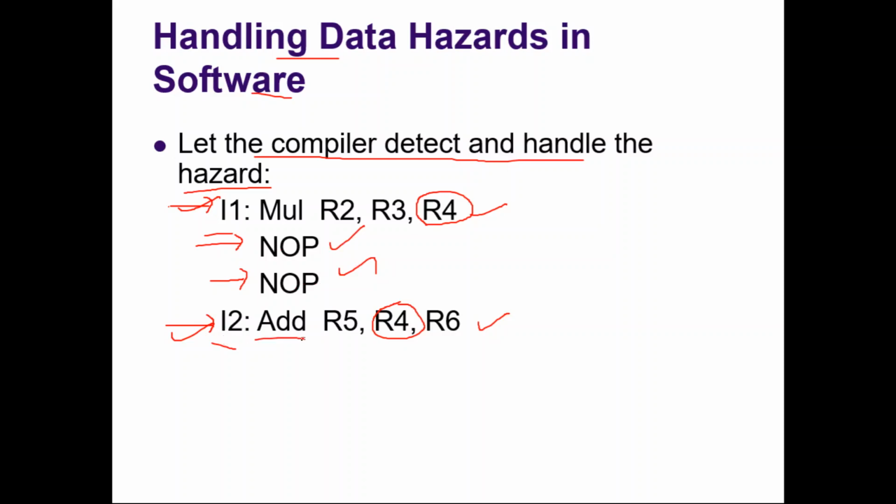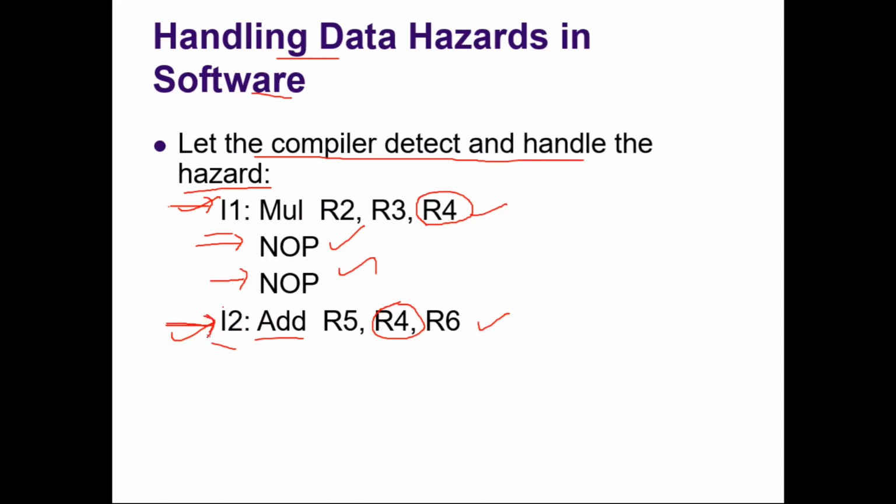So here we are not loading the hardware to detect whether there is a dependency or not. Rather it is detected by the compiler itself, and it adds appropriate no operations so that during that time this instruction will not be executed. Only this instruction will not be executed. That doesn't mean that the CPU should not execute any instruction.